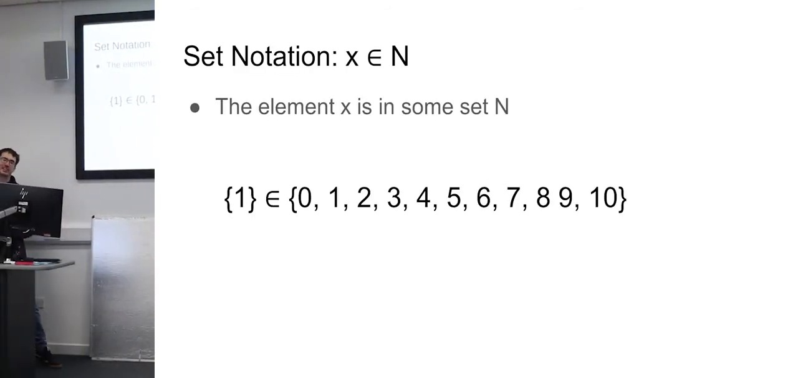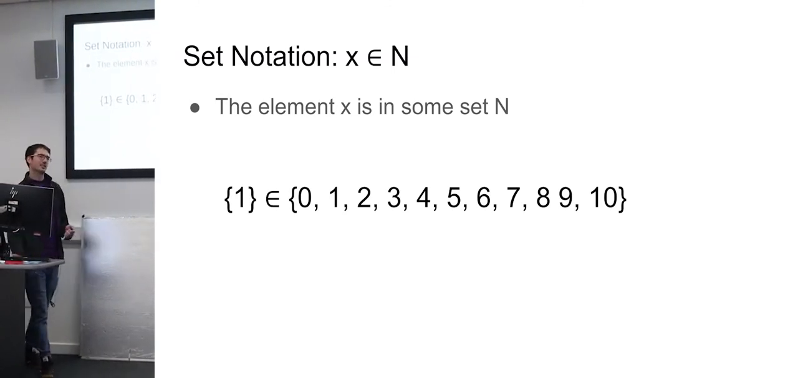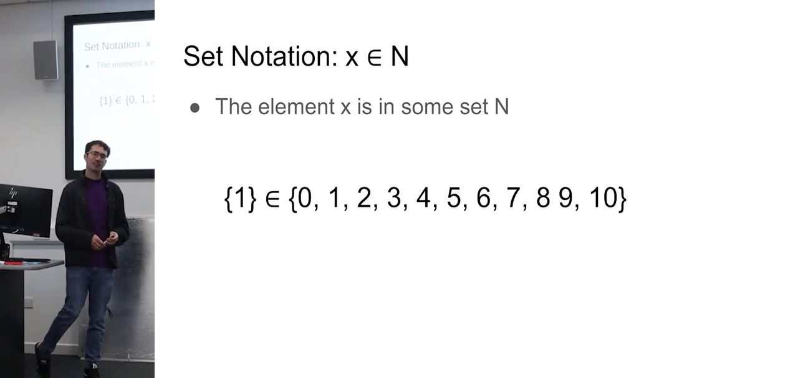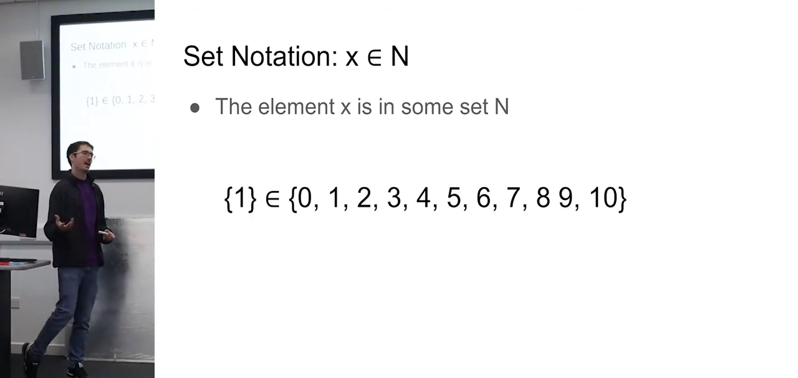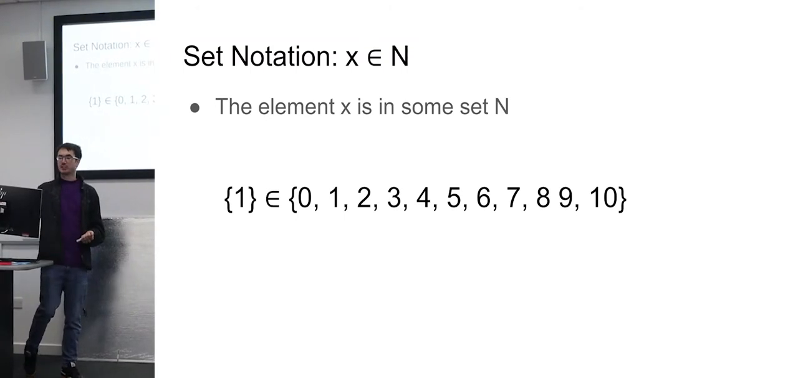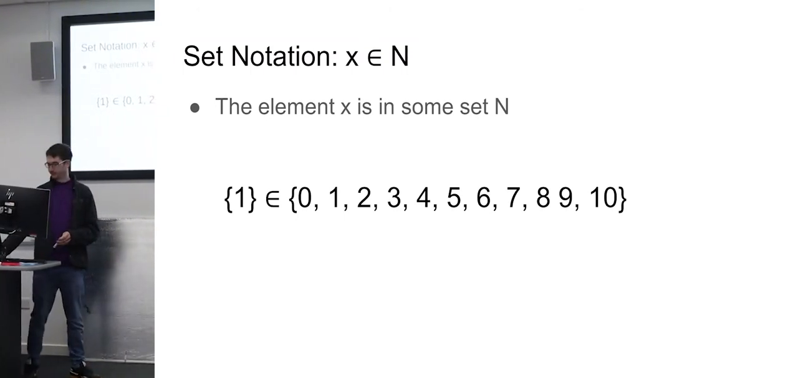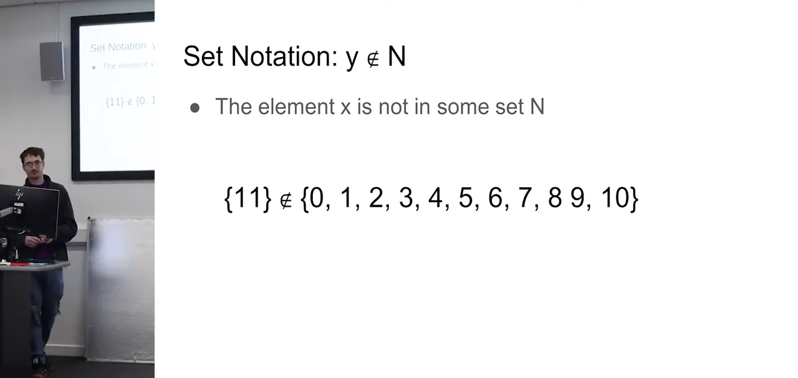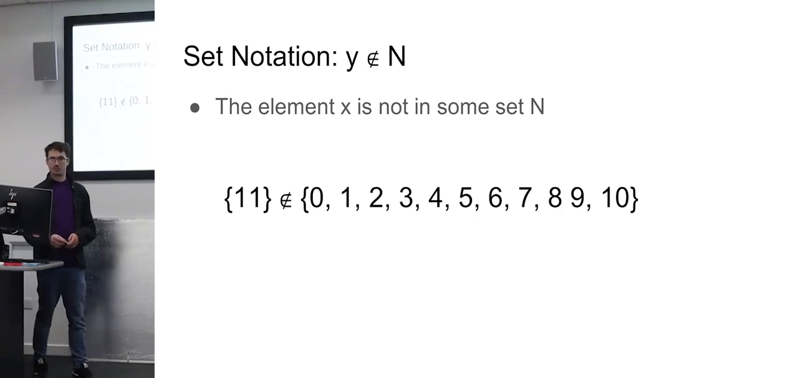Then we have this notation which helps us, at least in maths, write about sets in a precise manner. For example, the element x is within the set M. So, for example, 1 is in the set of numbers 0 to 10. But 11 is not in the set of numbers 0 to 10.